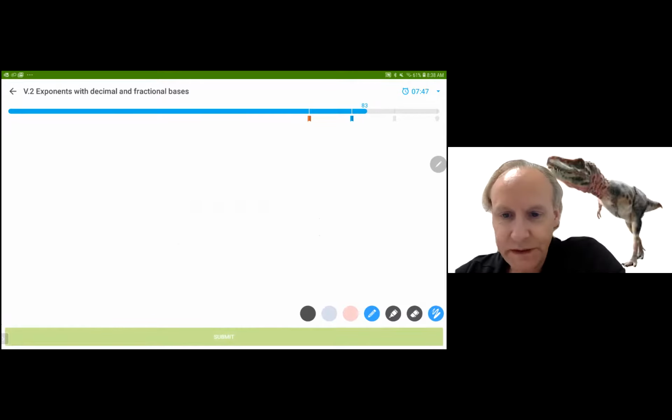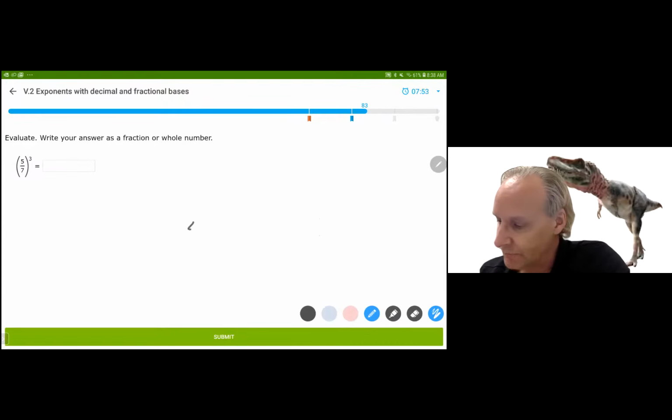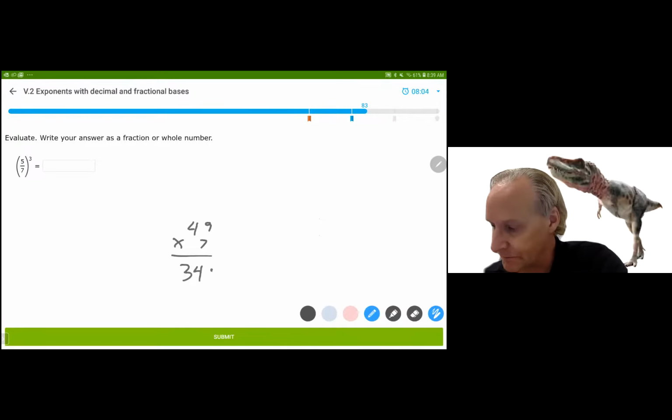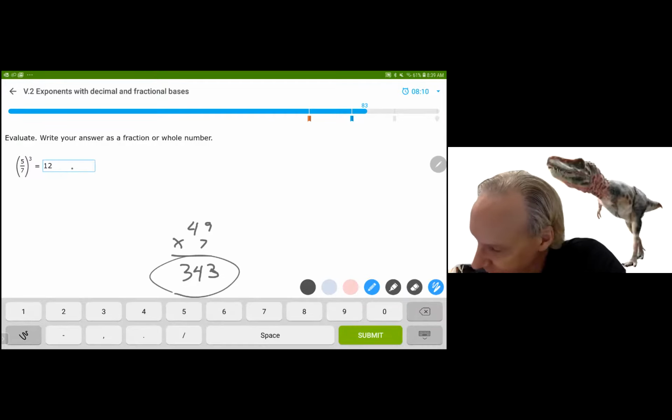Let's see what we get now. 5 over 7 to the 3rd. Now this time, 49 times 7. This is one you want to memorize. It's like 50 times 7, except it's 7 less. So it's 343, isn't it? Oops, 343. So that's 7 cubed. So anyway, we got 125 over 343. Want to memorize those guys if you can.